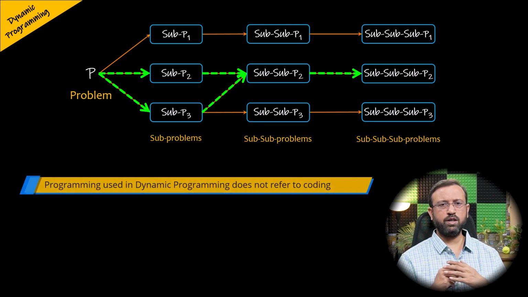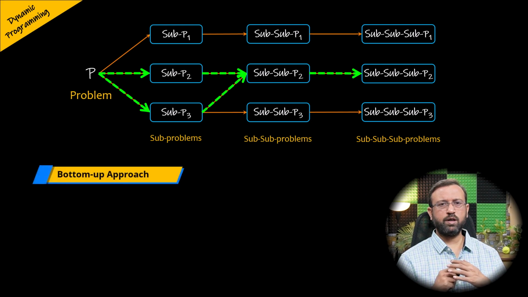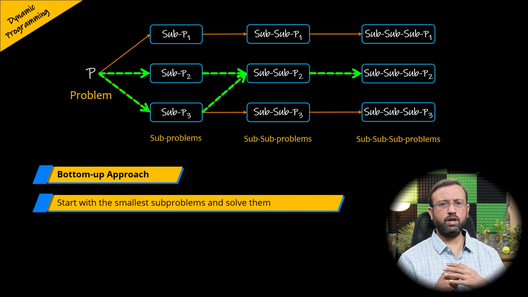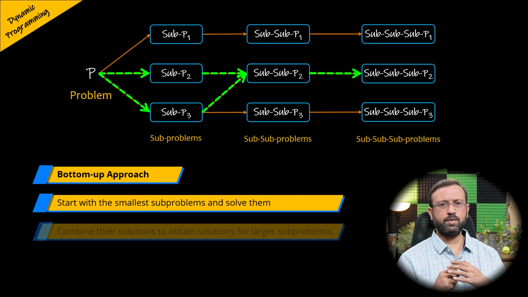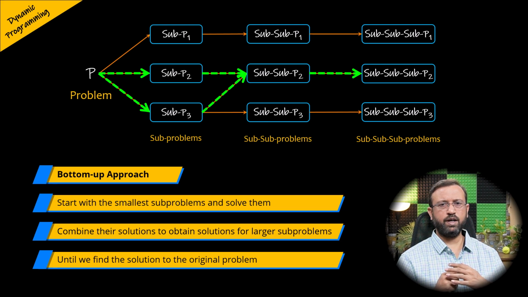The word programming used in dynamic programming does not refer to coding or implementation of the algorithm using a high-level language. The term programming refers to the way intermediate solutions are stored in the table for later use. The dynamic programming approach uses a bottom-up approach, where we start with the smallest subproblems and solve them, then combine their solutions to obtain solutions for larger subproblems until we find the solution to the original problem.